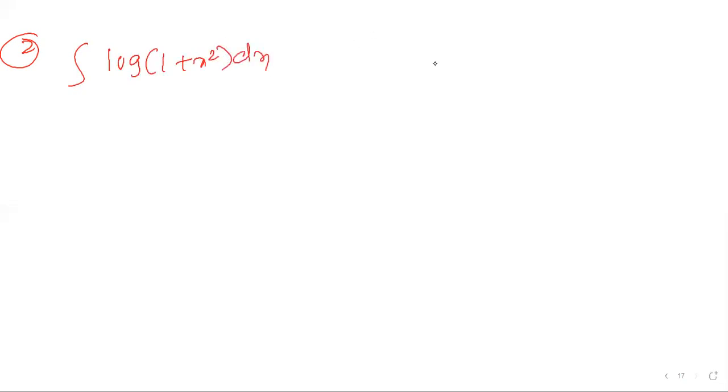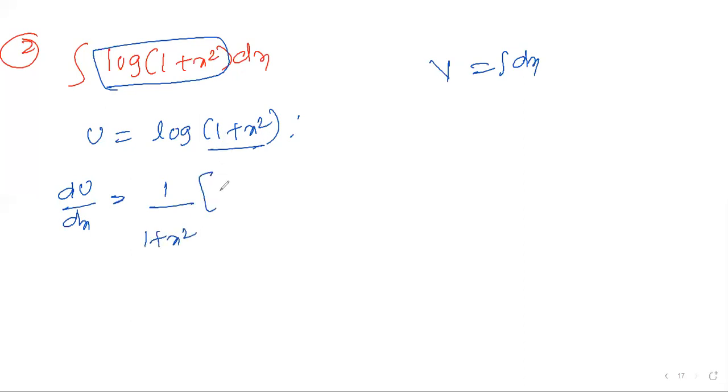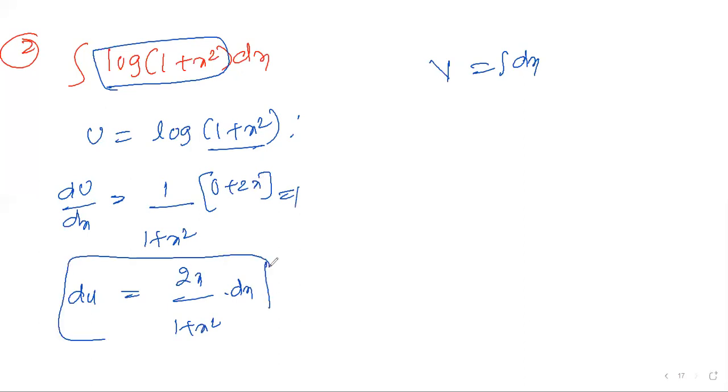Clear. Now nothing else is there, only one question. Here you can take u as log of 1 plus x square, and v as the integration of dx, which is simple. Then du by dx you can find out, right? Du by dx is equal to 1 by (1 plus x square) into 2x. So du is equal to 2x by 1 plus x square into dx. Am I clear? Yes, sir.